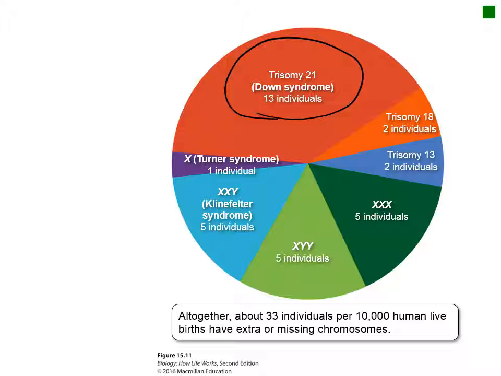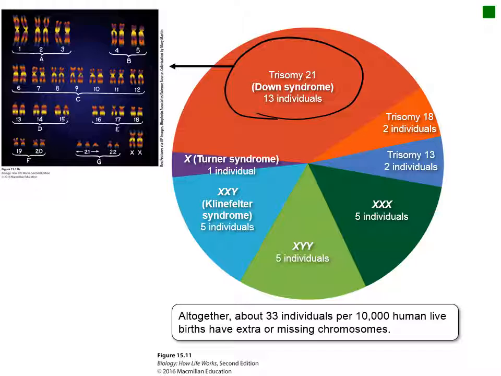Down syndrome can be diagnosed by looking for the extra chromosome in a karyotype, or a picture of the chromosomes. We can see here chromosome 21 has 3 copies. There are approximately 13 children born with Down syndrome out of every 10,000 live births.